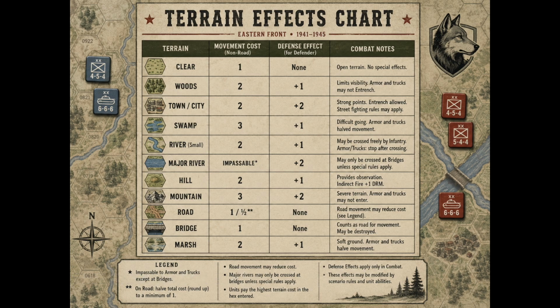The terrain effects chart explains how the battlefield shapes every decision. Clear ground allows speed, while forests, rivers, cities, and mountains restrict movement or strengthen defenders. The chart converts geography into game rules, reminding players that armies do not fight on empty maps. Terrain influences where units move, attack, defend, and survive.